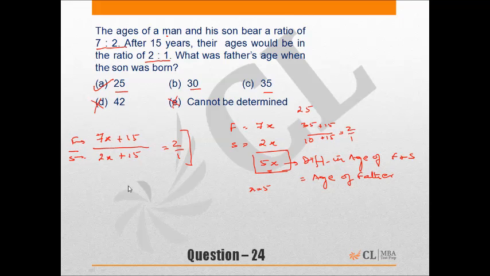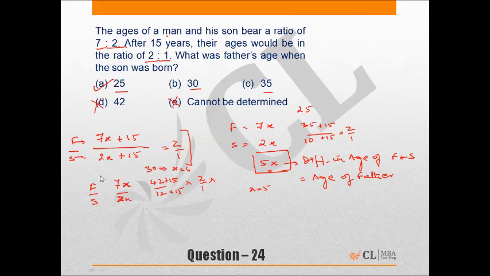Supposing you had checked not the first choice but the second choice, let's say 30. So we know that the father and son's ages are 7x and 2x. If the age of the father when the son is born is 30, this would imply x has to be 6. 7 times 6 is 42 upon 12. 42 plus 15 and 12 plus 15 does not give you 2:1. Hence this choice is incorrect.